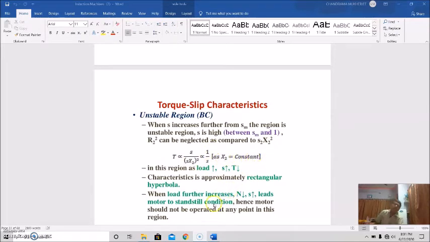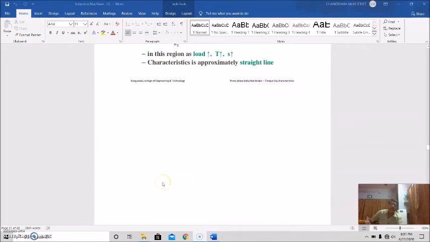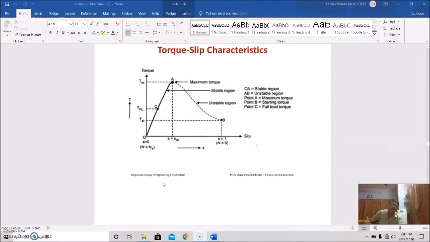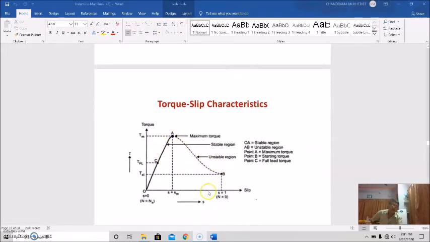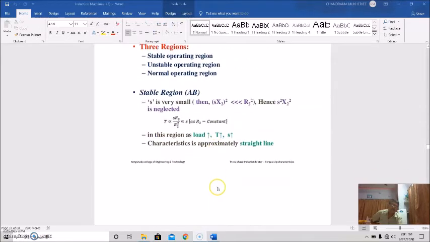So in this region, when load increases, slip increases, but torque reduces. So T proportional to 1 by S is just like an approximately rectangular hyperbola. So this unstable region is BC, not BC, this one, AC, the unstable region.